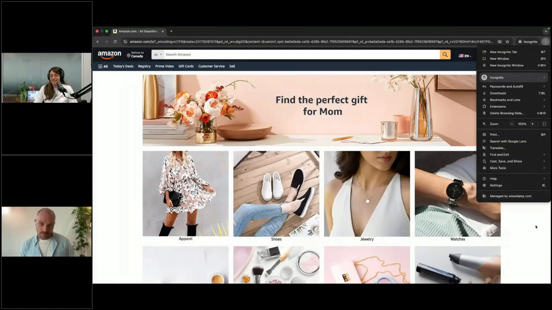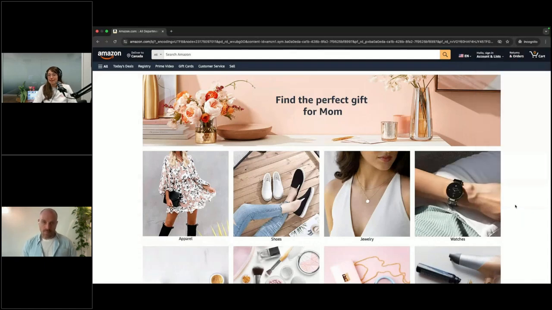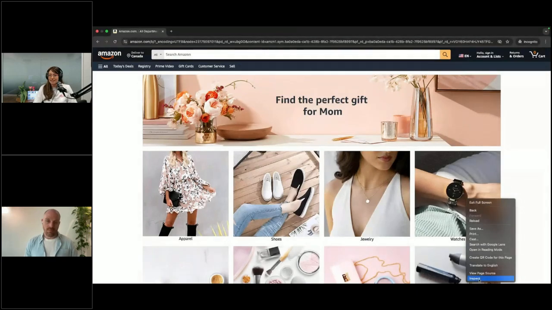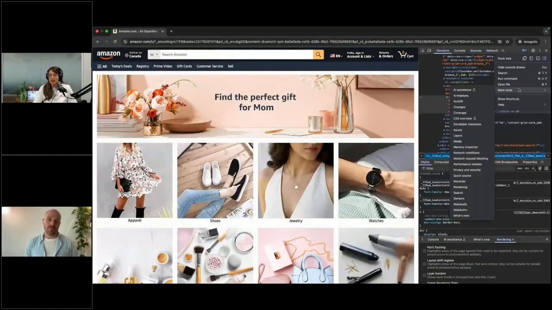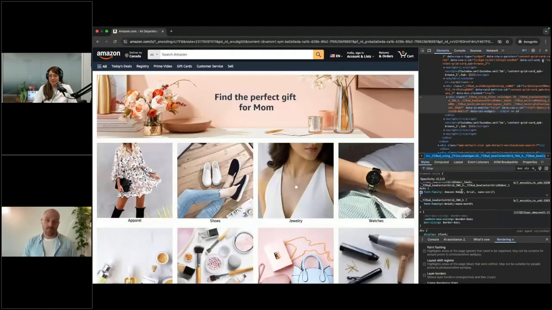I'm forgetting, shoot. Oh, crikey. I forget where, oh, sorry. No, I'm going to go to inspect. Then I'm going to click the menu button at the top right. Then I'm hitting more tools and I'm going to rendering. And then here at the bottom, I'm scrolling down all the way to emulate vision deficiencies.